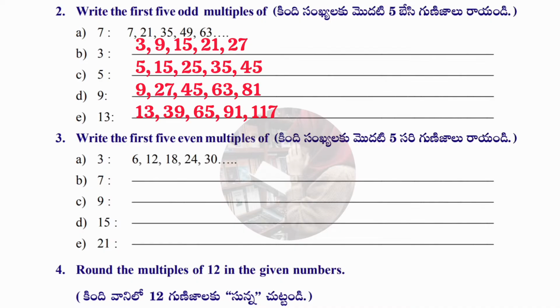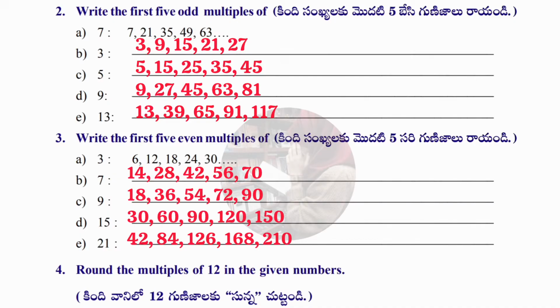Okay, so just before we wrote down the odd multiples, now we have to write down the even multiples, which means we have to skip the odd multiples. So let's see, first number is 3. 3 2s are 6, 3 4s are 12, 3 6s are 18, 3 8s are 24, 3 10s are 30. Okay, like that. 7 2s are 14, 7 4s are 28, 7 6s are 42, 7 8s are 56, 7 10s are 70. Next number is 9.